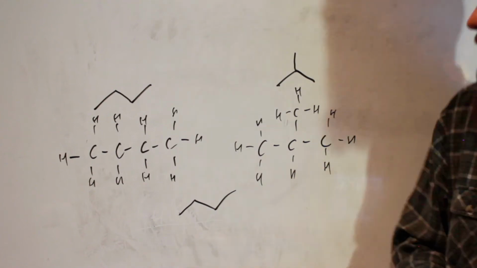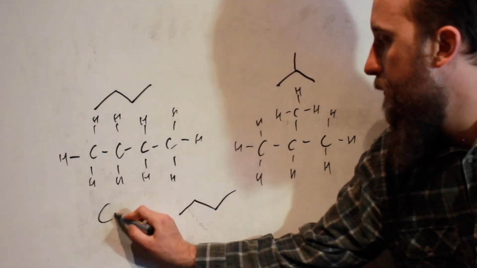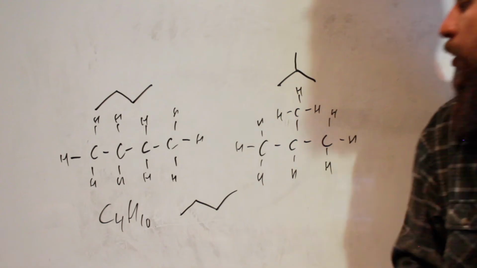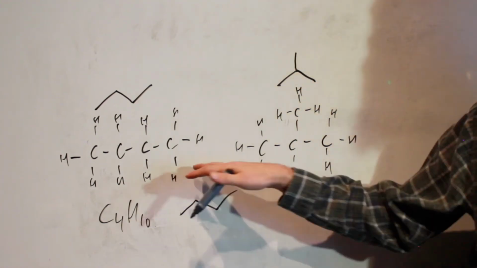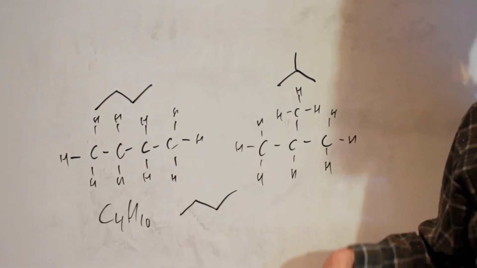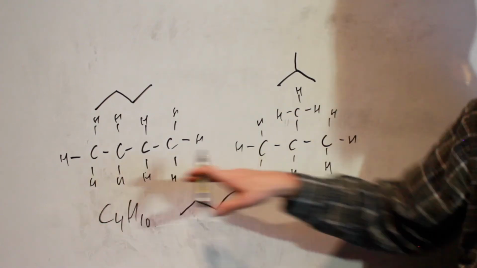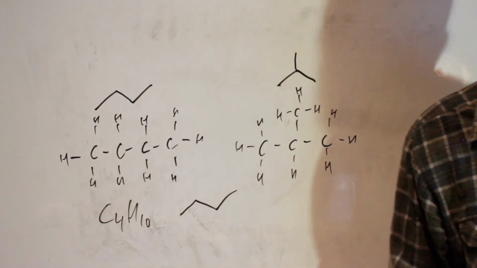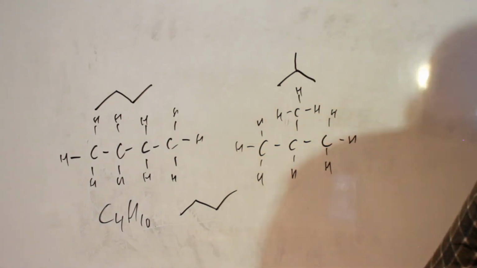So we can see here, these are both C4H10 in both instances. However, they've got different structural formulas. So different branches, this is just straight, this has a methyl. They are chain isomers of each other.